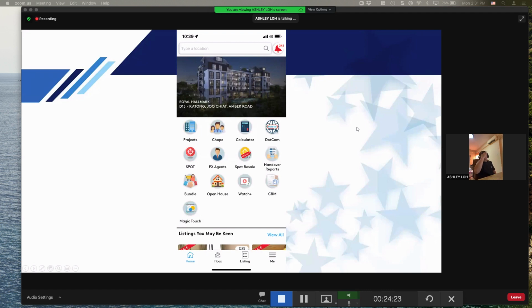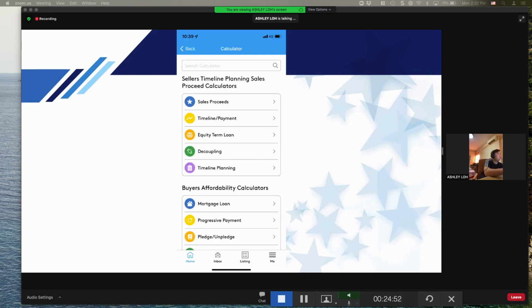Okay, for those who are experienced already, just bear with me. For those who are new, if you want to learn how to calculate the loan amount, just go into your PA app. When you enter your PA app, you will see all these icons over here. You can see there's a calculator icon on the middle right, I suppose. Click on the calculator, you will come to this page.